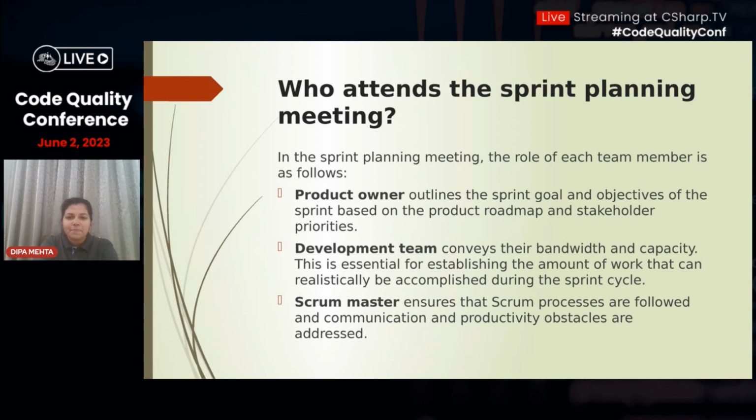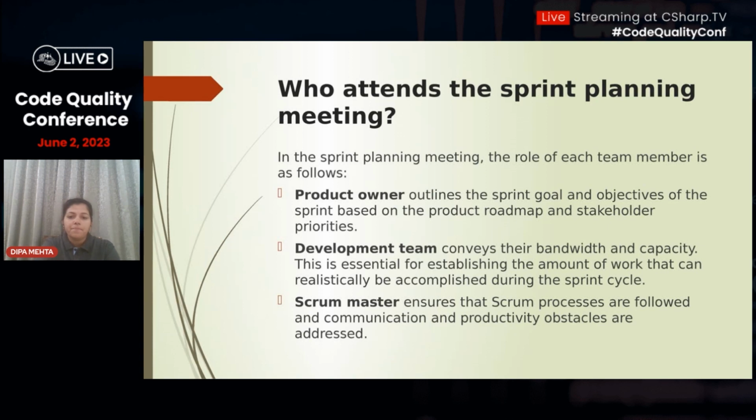Who attends the sprint planning meeting? This is very important for sprint planning. The product owner, the person who gave the requirement. The product owner outlines the sprint goals and objectives based on the product roadmap and stakeholder priorities. Then the development team conveys their bandwidth and capacity. This is essential for establishing the amount of work that can realistically be accomplished during the sprint cycle.